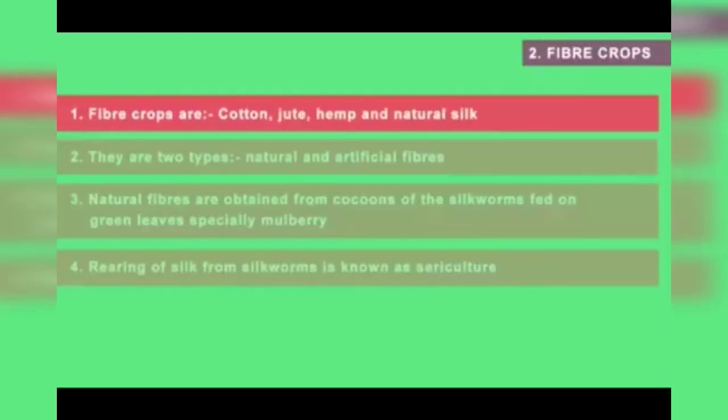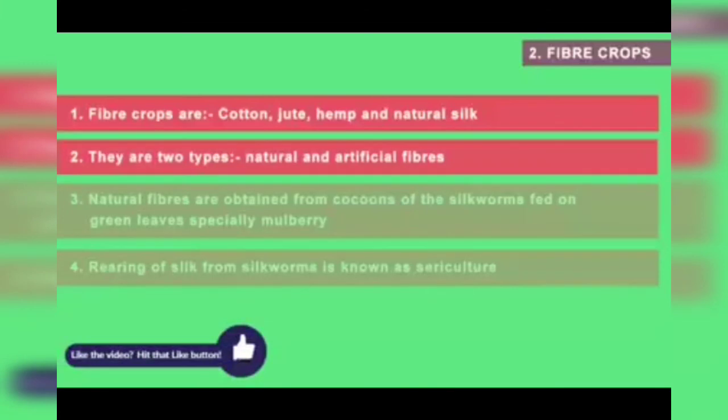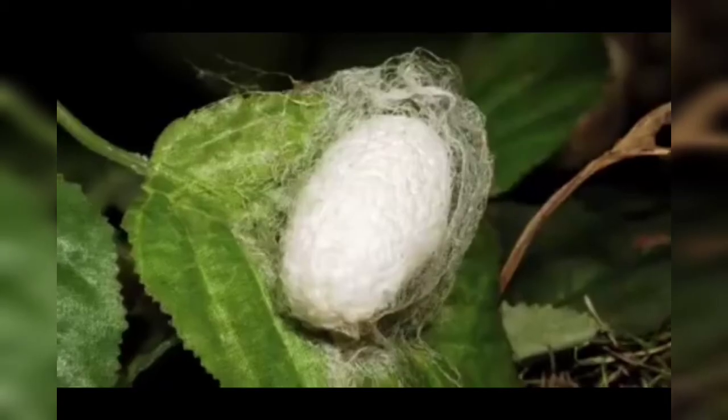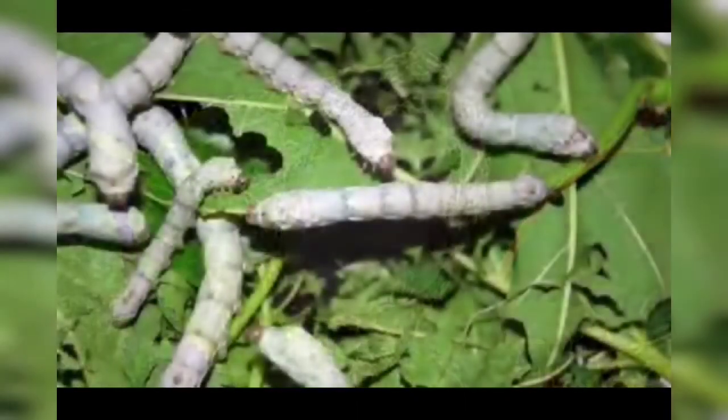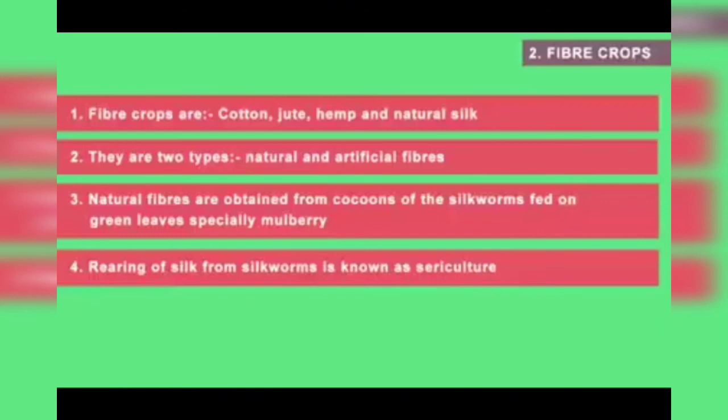The next one is fiber crops. So fiber crops are cotton, jute, hemp and natural silk. So these crops were traditionally being used to make paper, cloth or rope. And they are of two types, natural and artificial. So today fibers are being chemically modified to make them strong. So most of the natural fiber crops are obtained from cocoons of the silkworms, and silkworms feed on green leaves known as mulberry. So the process of rearing silk from silkworm is known as sericulture. Sericulture starts with S, so remember that S also stands for silk. Just remember it this way, it will be easy.